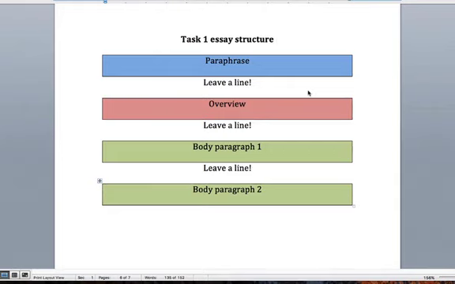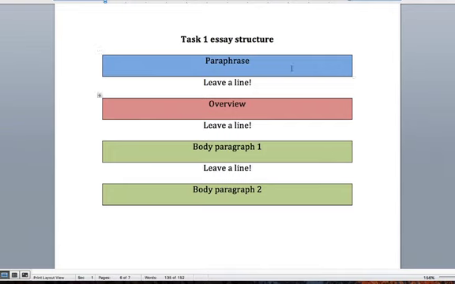Okay, in this video we're going to look at paraphrasing. Here's your essay structure. The first thing that you've got to write is your paraphrase. You've got to look at the question and paraphrase, which means write it in a different way.